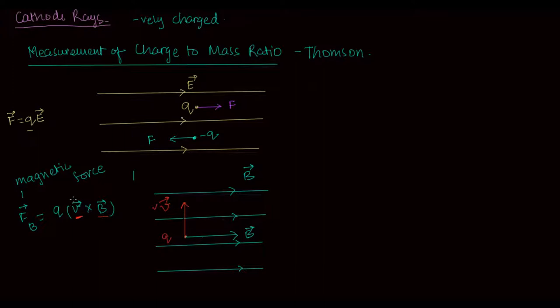Now you take the first vector, with this as a fixed hinge, and try to bring the first vector to coincide with the second vector through the smaller angle. Through the smaller angle.